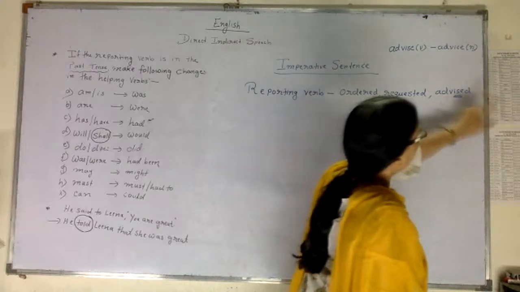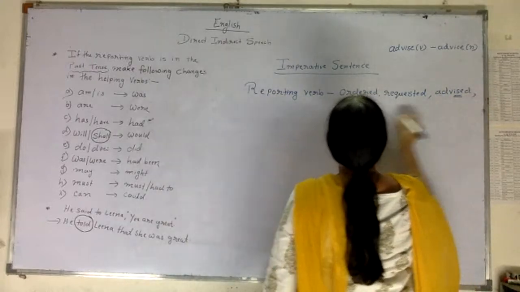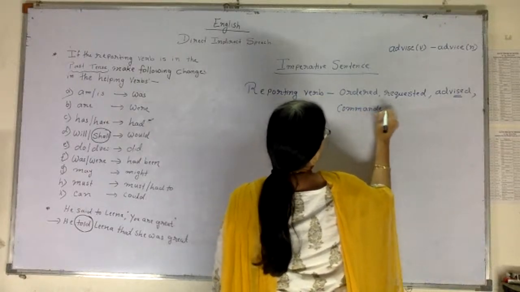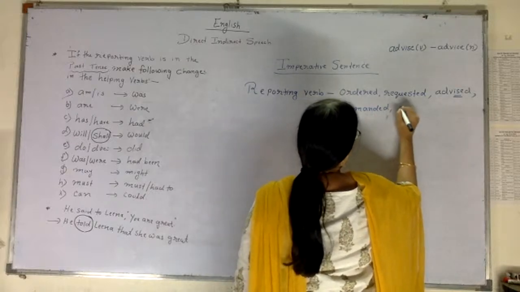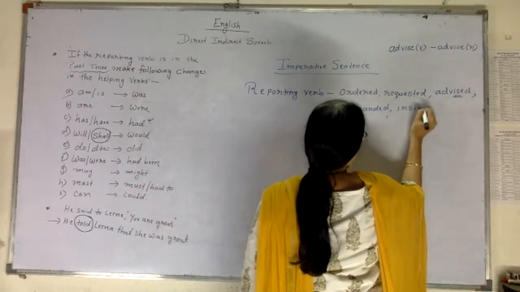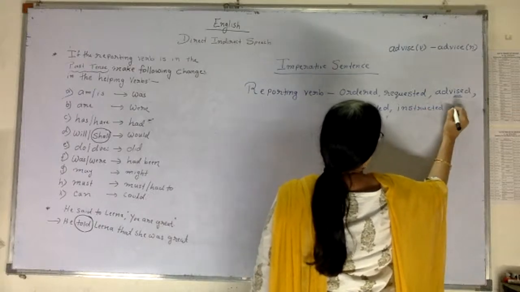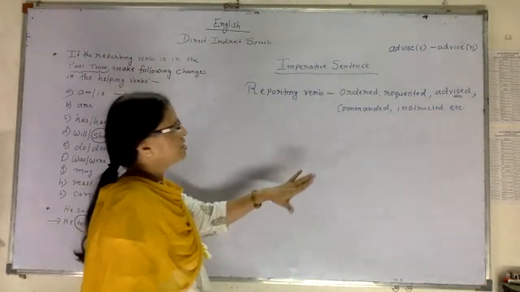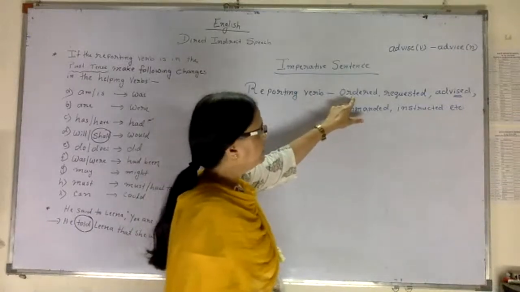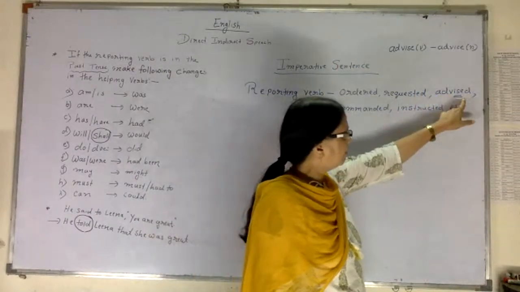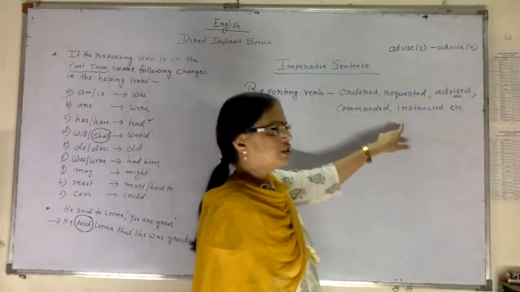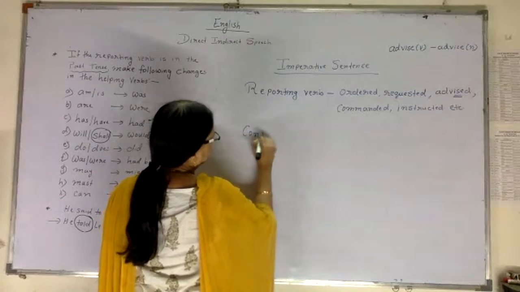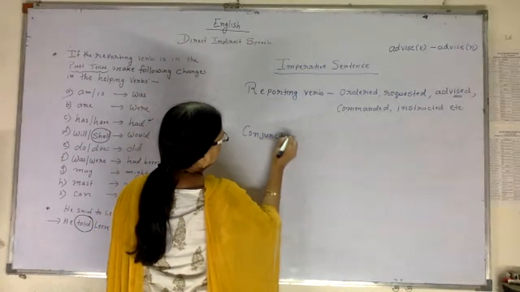So, advised. "Ordered": when a king or minister gives some order, we use "commanded," "instructed," etc. These are the reporting verbs you can use according to the statement. So the reporting verb can be ordered, requested, advised, commanded, instructed, etc. Then here the conjunction that you will use will be "to."